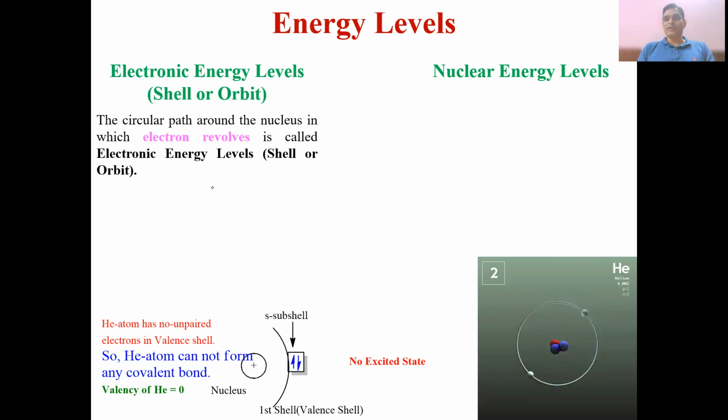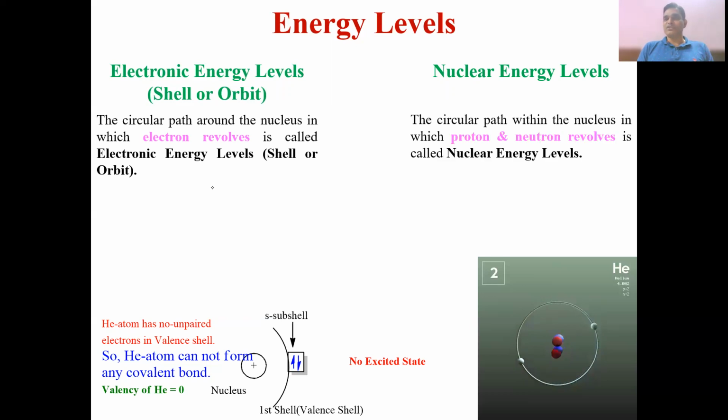Next are the nuclear energy levels. Just as different circular paths are present around the nucleus in which the electrons revolve, similarly in the nucleus there are different energy levels in which the protons and neutrons are present. You can see in the diagram the neutrons and protons are also moving. So these are called the nuclear energy levels, meaning a circular path within the nucleus where the protons and neutrons revolve.